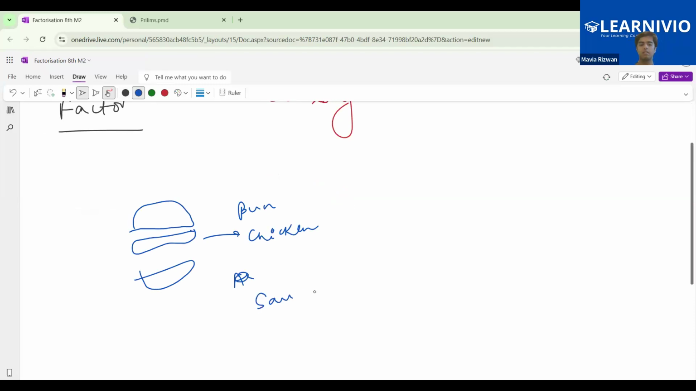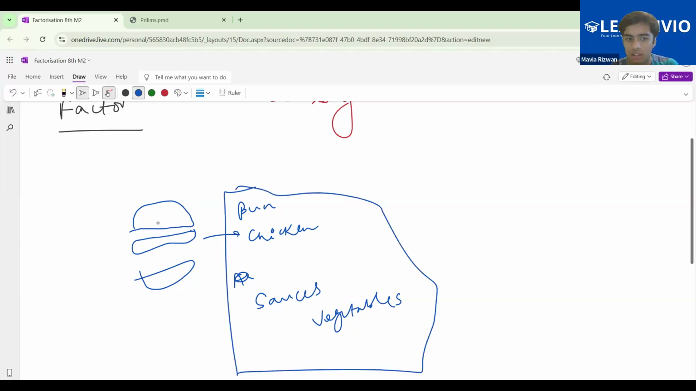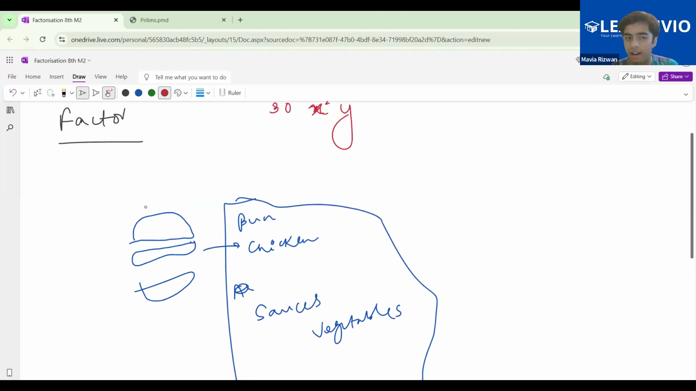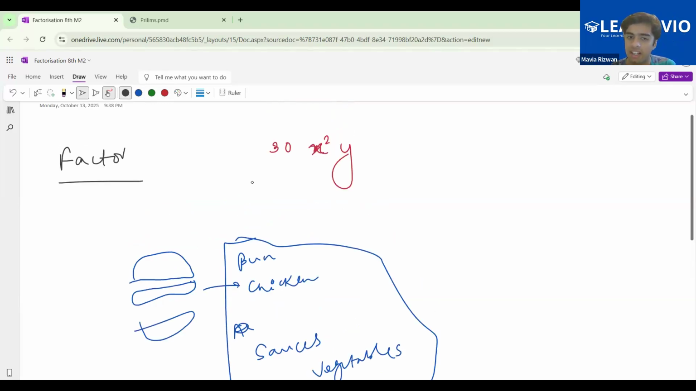It has various vegetables, like lettuce and tomatoes. So a burger is a combination of many things, right? Any food you take has some ingredients. You understand the food item as the term, and factors are basically its ingredients. What all have we multiplied to make that term? Is this clear? Factor is basically the ingredients of a term.